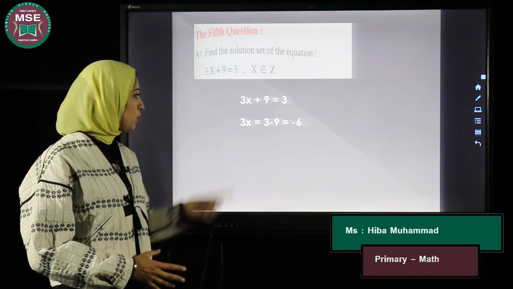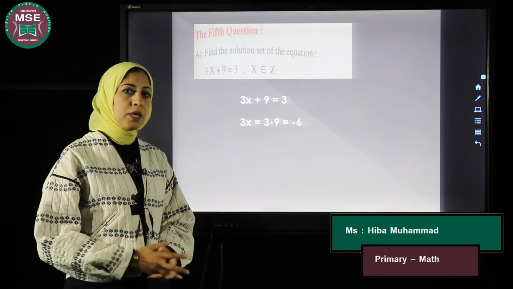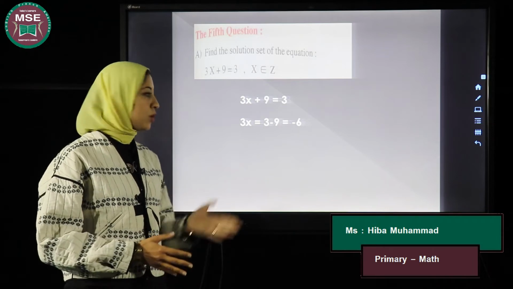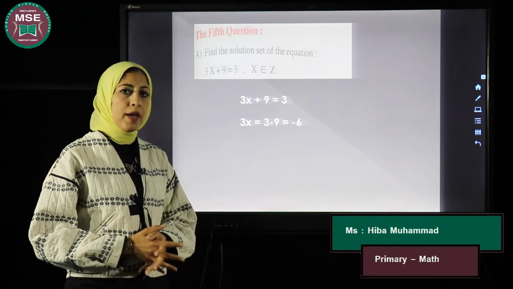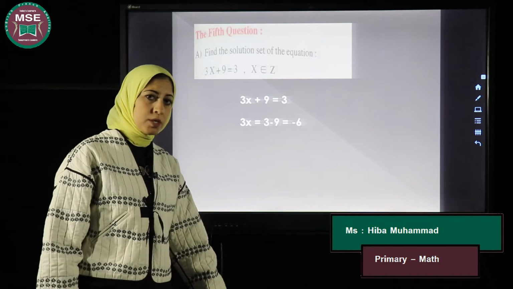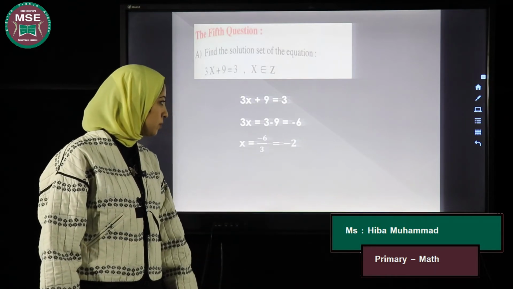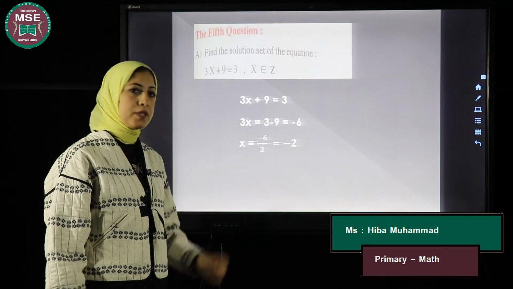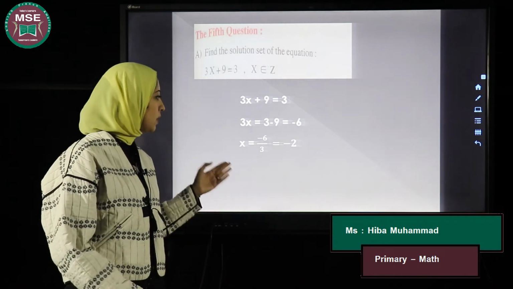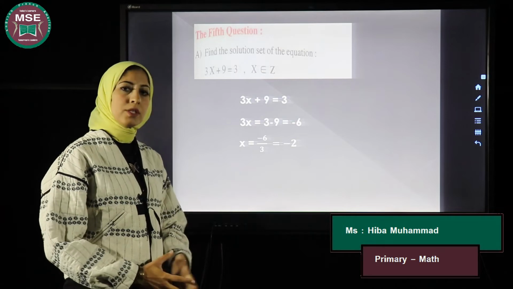Then I have to remove 3, which is beside the x. 3x means what? Means 3 times x. To remove this 3, I have to make the opposite of times. To make the opposite of times, divide. I will make negative 6 divided by 3. X equals negative 6 divided by 3 equals negative 2.